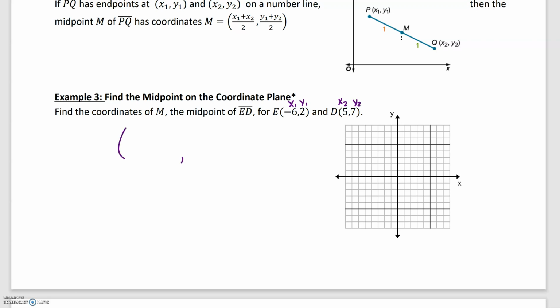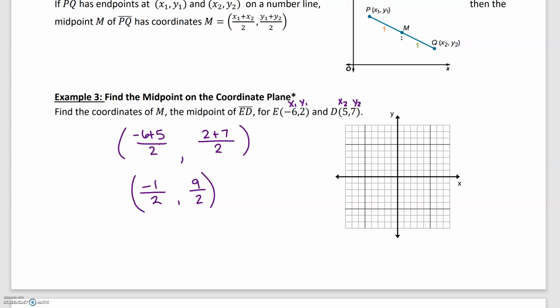So we're going to go ahead and set up our big word pair here, where we're going to take our x's and add them together, the first numbers, and our second numbers, the y's, and add them together and divide by 2. So if you notice, we wind up with -1/2 and 9/2. And so that is not going to be the prettiest and easiest midpoint to find.